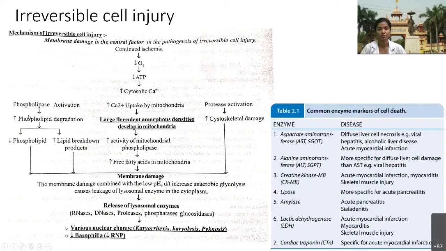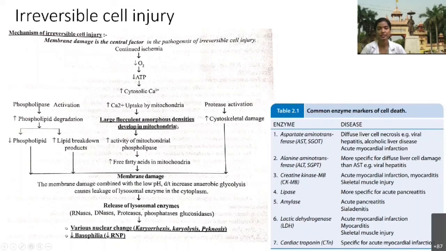So what happens in irreversible injury when the insult is continuing? There is activation of the enzymes now. Phospholipase is activated, which will lead to increased phospholipid degradation. This will ultimately lead to membrane damage, with lysis of all the membranes. There will be protease activation, so it will also lead to cytoskeletal damage.